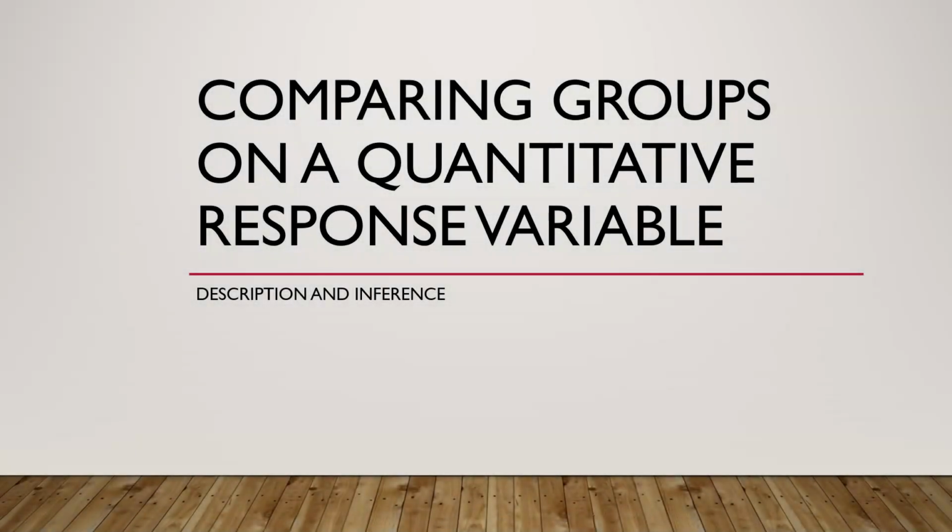Let's start some new learning in a new video series, this one about comparing groups on a quantitative response variable. What we've been looking at is multiple linear regression, in which we have a quantitative explanatory variable or multiple quantitative explanatory variables, thus multiple linear regression, and a single quantitative response variable. We're going to stick with the single quantitative response variable, but now the explanatory variable is going to be categorical instead of quantitative. Will we still be doing multiple linear regression?